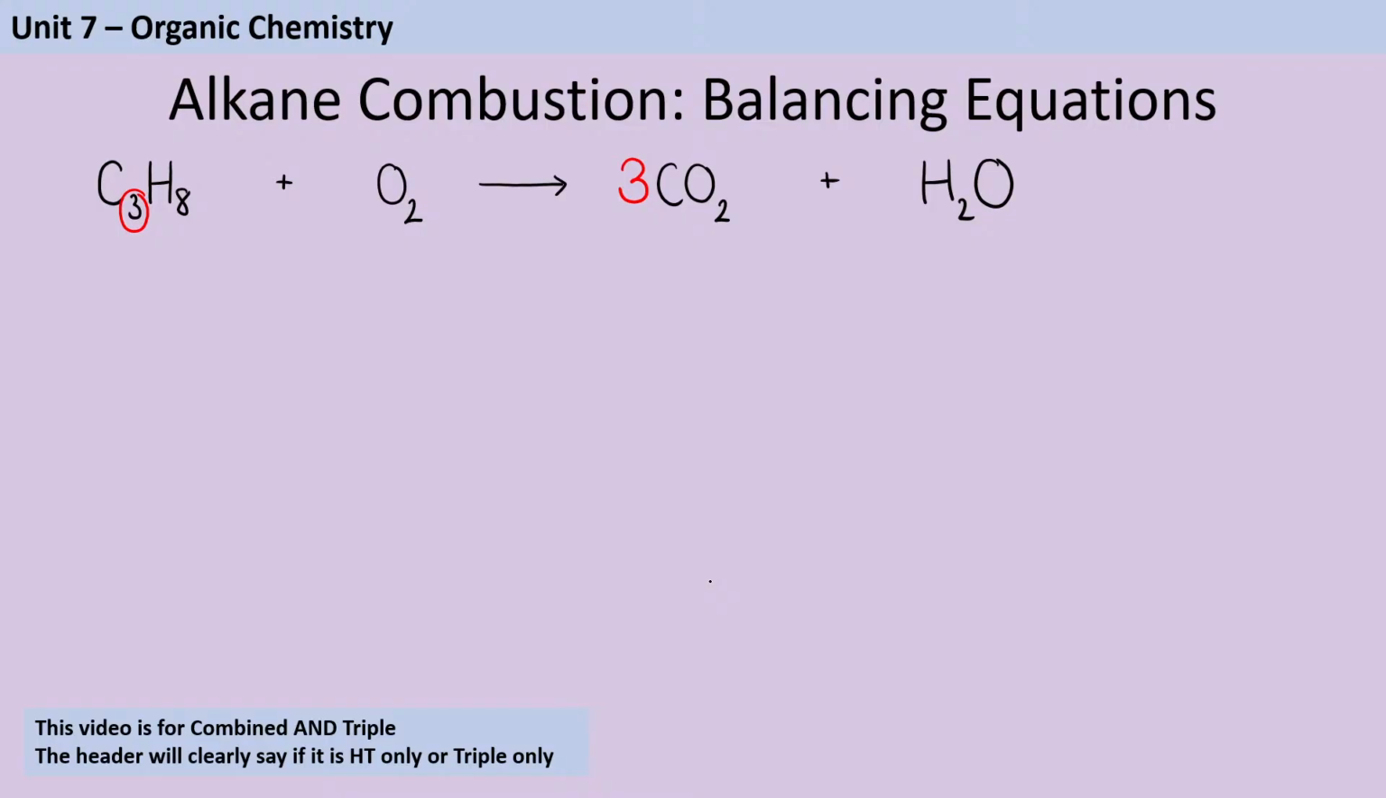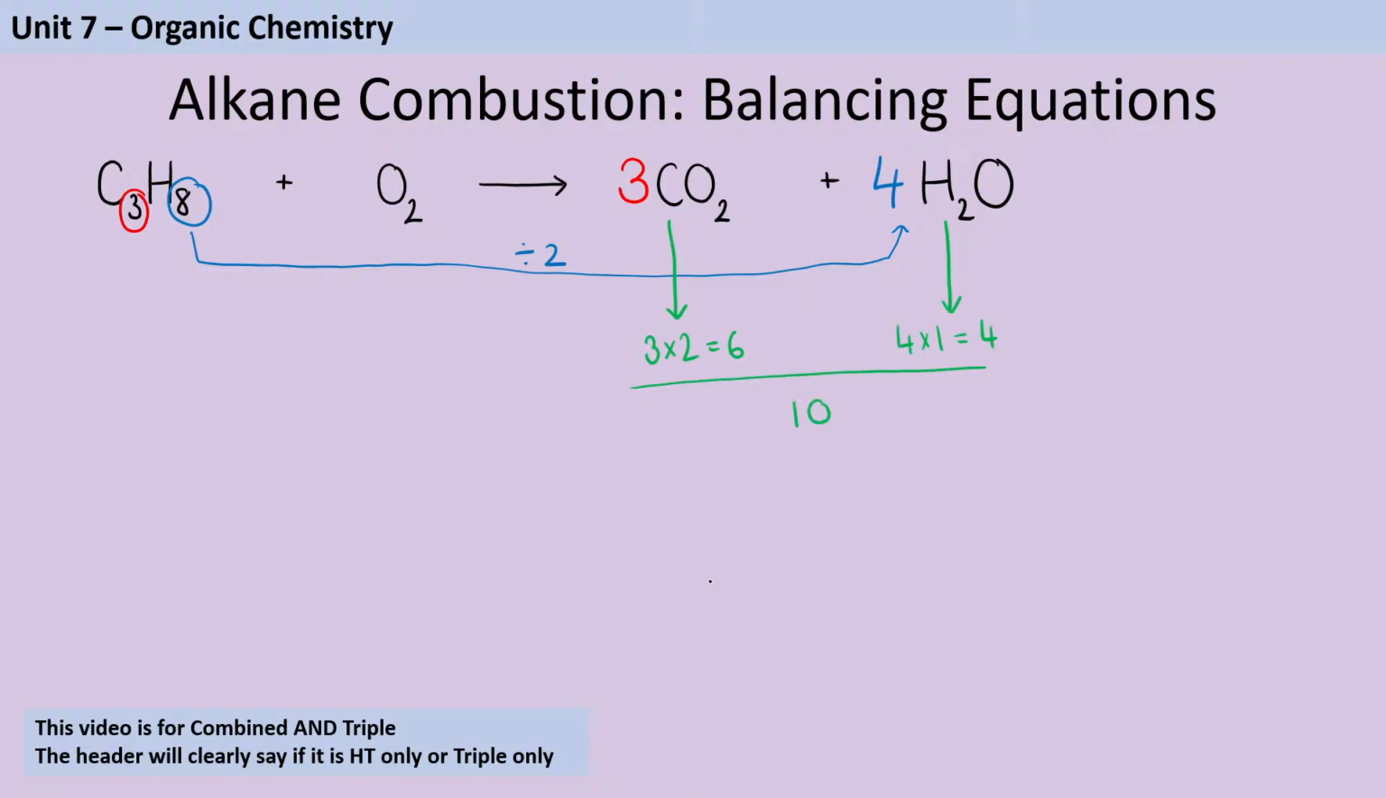So 3 carbons, 3 carbons, I've got 8 hydrogen. So because water has got 2 hydrogens in, that means I'm going to need 4 water. And then this is the tricky bit, I now need to add up all the oxygens I've got on the right, and then those 10 oxygens also have to be on the left, and I know I've got O2 molecules, so I'm going to need 5 of those. Now that works absolutely fine as long as I've got an alkane that has an odd number of carbons.